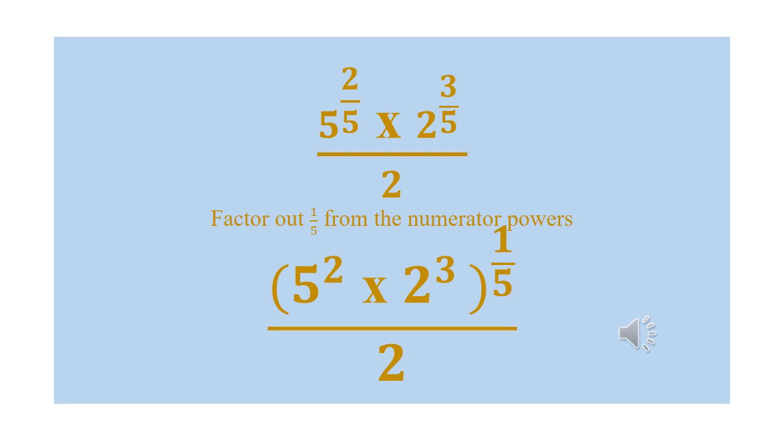So we can factor out 1 over 5 from the power of the numerator. If we factor out 1 over 5 from 2 over 5, we have 2 left. And if we factor out 1 over 5 from 3 over 5, we have 3 left. So what we now have is 5 raised to power 2 multiplied by 2 raised to power 3 in brackets, all raised to power 1 over 5, then all divided by 2.